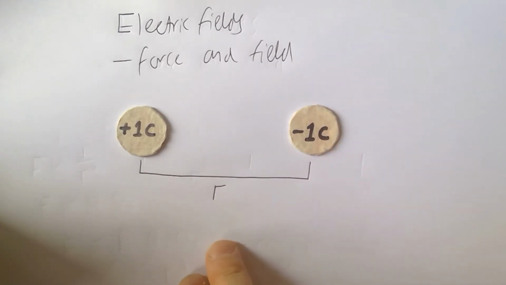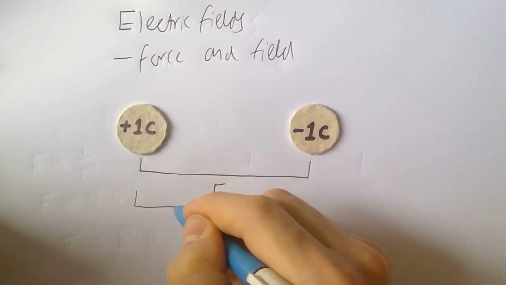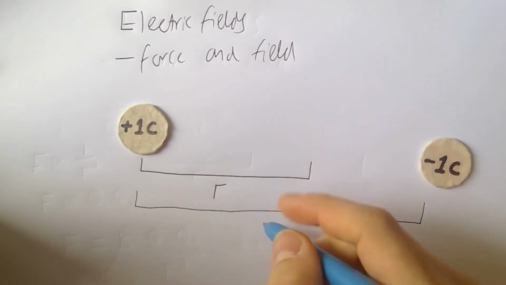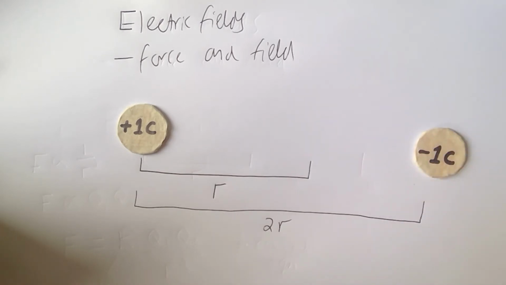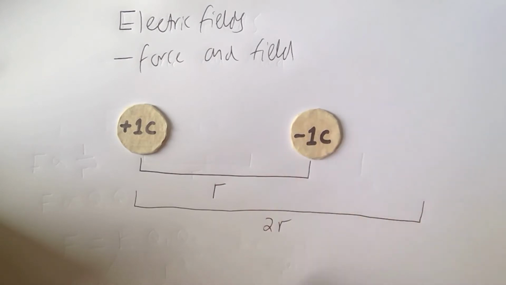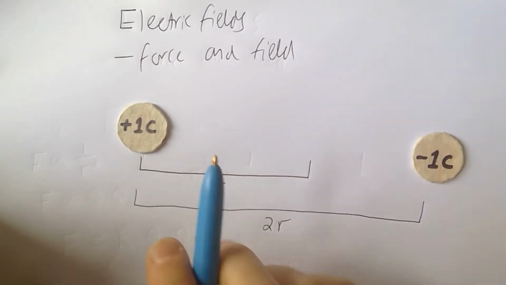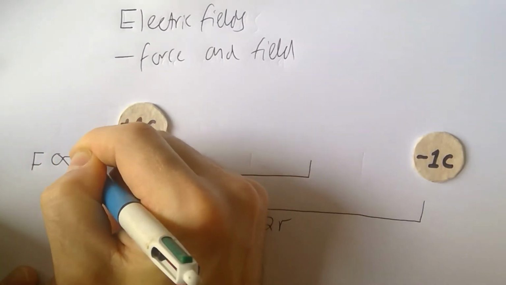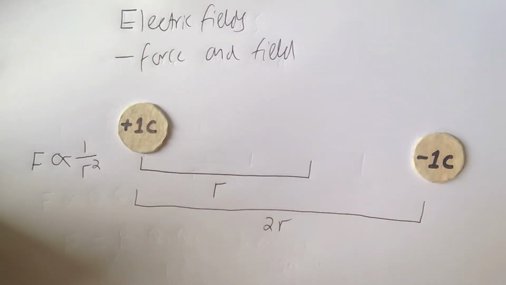Right. What was first discovered was if you were to double the distance between your charged objects, that's now 2R, actually the force between these is now a quarter of what it was when they were there. That would now be a quarter of the force. So force is inversely proportional to the separation squared. It's an inverse square law.